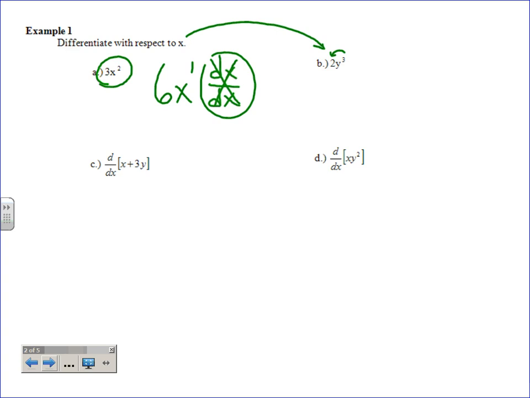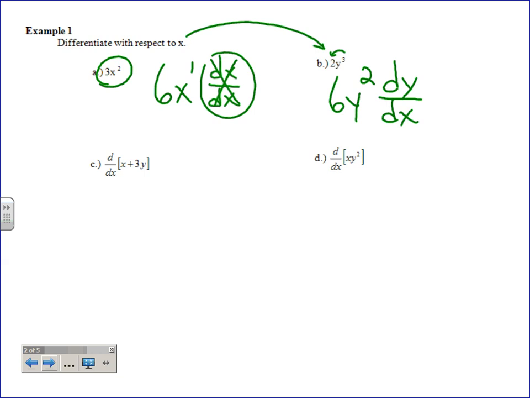Agreed? So it's 6, y to the... Do you agree? That's basically power rule, right? Power rule is still power rule. But what did I do? I took the derivative of y with respect to x. That's a slight problem.